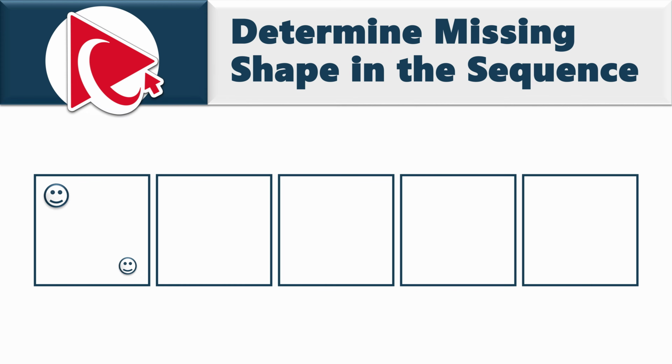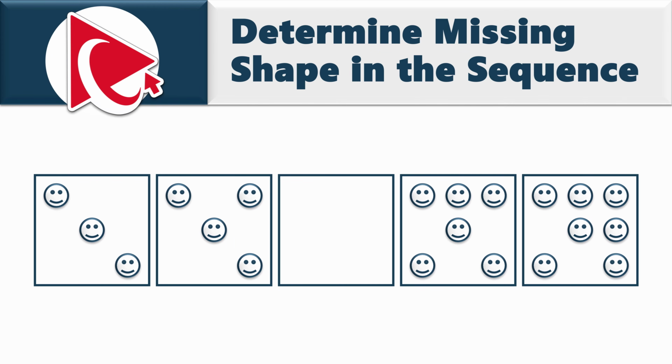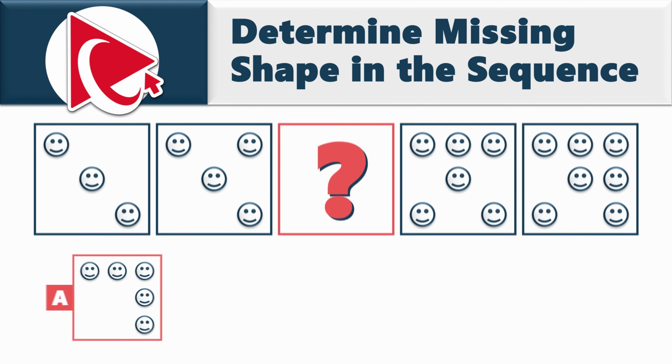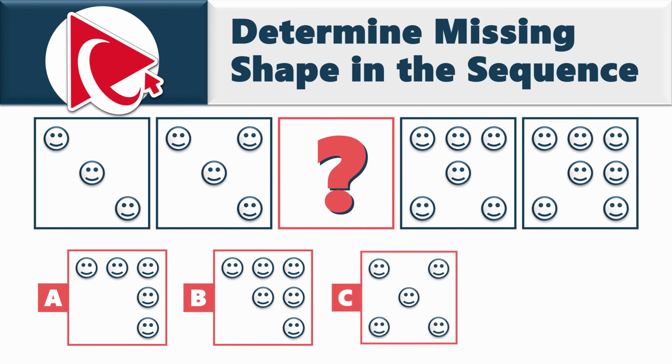You're presented with a series of shapes. Each square has smiley faces inside. There are 5 squares and the middle square is missing. You need to select the answer for the missing square out of 4 possible choices. Choice A, B, C, and D.